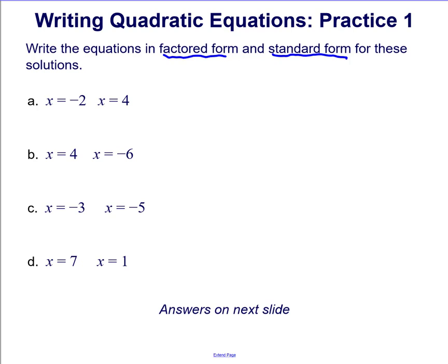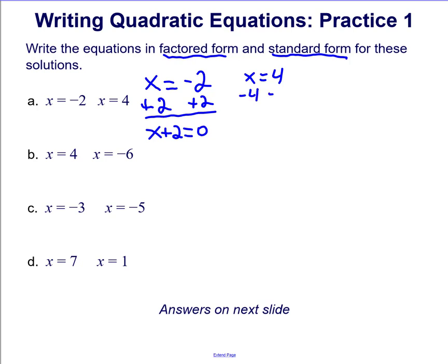I'll do the first one for you, and then I'll let you work on B, C, and D on your own. So for the first one, we have x equals -2. To solve this, I add 2 to both sides. And that gives me the equation x plus 2 is equal to 0. I do the same thing for x equals 4. I subtract 4 from both sides, and that gives me the equation x minus 4 is equal to 0.